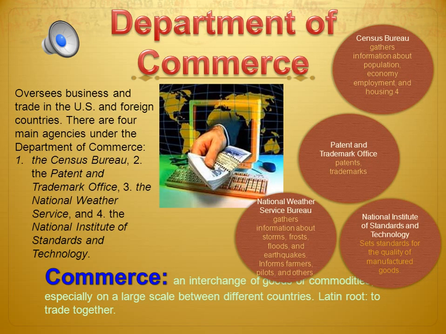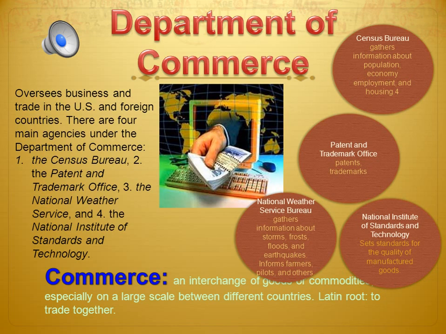The Department of Commerce has to do with an interchange of goods and commodities, especially on a large scale between different countries. The Latin root of commerce is to trade together. So this has to do with the exchange of goods. The department oversees 4 main agencies. The first is the Census Bureau.